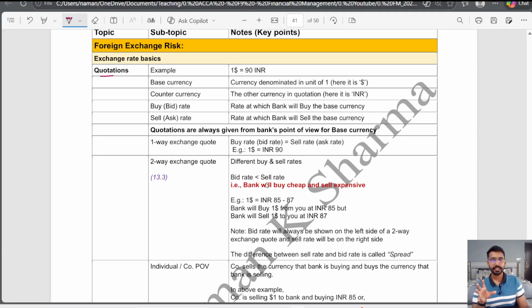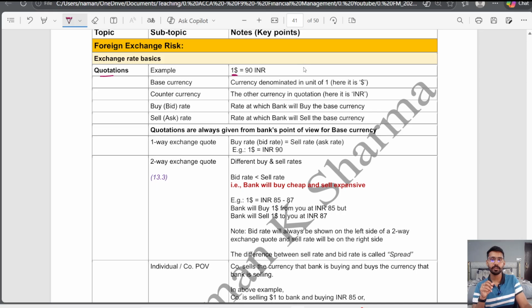The way foreign exchange transactions are quoted is called a quotation. It is represented as $1. For example, I have taken here $1 is equal to 90 INR. So in this case, you will have one as base currency, another one as counter currency. The currency which is denominated in one unit is called the base currency. In any quotation, either currency can be the base currency depending on which one is denominated in one unit. So I can have INR as the base currency in a quotation.